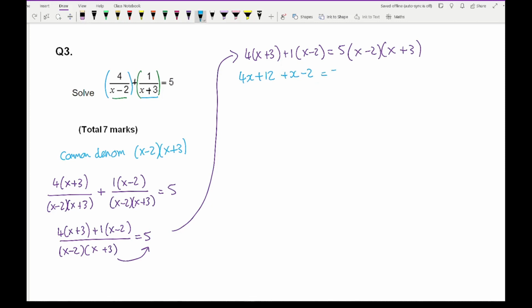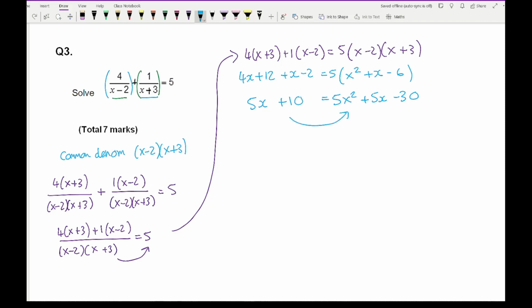Equals, now I'm going to take my time with the left hand, leave the 5, and I'm just going to expand the bracket. So I get x squared plus x minus 6. And then if I deal with the 5, I end up with 5x squared plus 5x minus 30. And that all equals, and simplifying this, I end up with 5x plus 10.